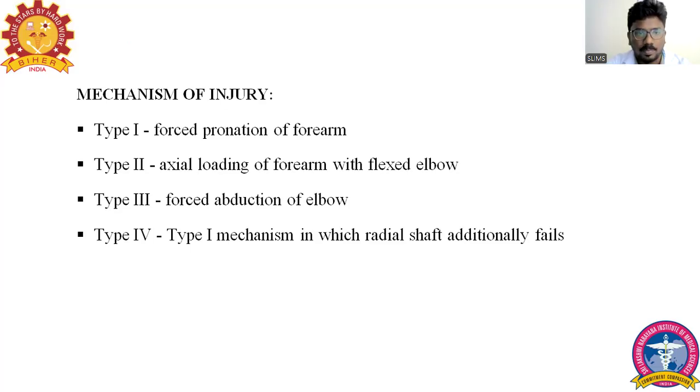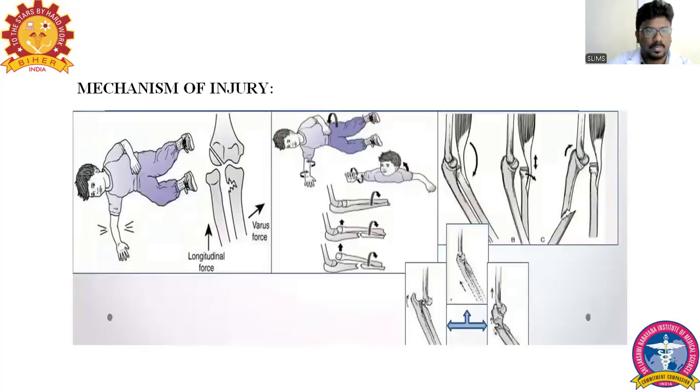When the forearm is pronated, it causes injury leading to type 1 Bado, which is the most common type. In type 2, there is an axial loading of the forearm with a flexed elbow, which leads to posterior dislocation of the radial head. In type 3, there is a forced abduction of the elbow, which causes the radial head to dislocate laterally. In type 4, there is a forced pronation of the forearm, in which the radial shaft additionally fails in continuity with the interosseous membrane.